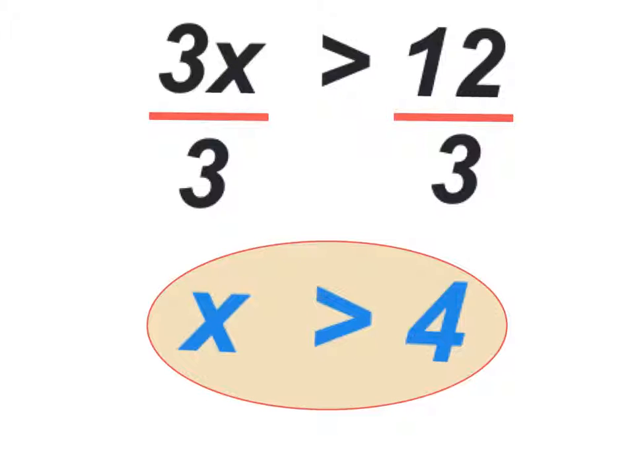Finally, our last step: 3 in front of x means multiply by 3, so we do the opposite. We divide this side by 3 and this side by 3. 3x divided by 3 gives you 1x, and 12 divided by 3 gives you 4. Notice my symbol and my value: x is greater than 4. Something I want you to notice: this doesn't say x is equal to 4. It says x is greater than 4.